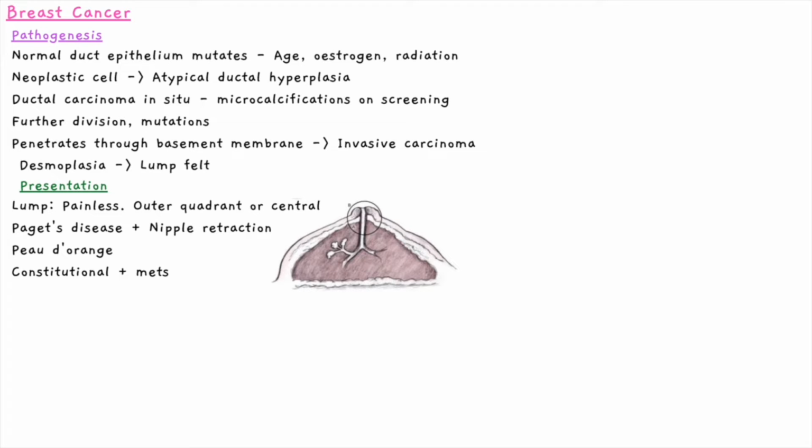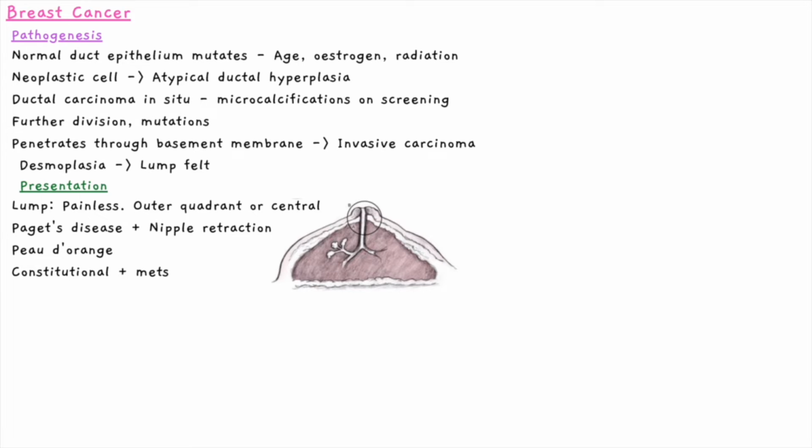If it's painful, you may think of other causes such as mastitis. It is most commonly in the outer quadrant or central areas of the breast, but it doesn't have to be. If the lump and carcinoma divides around the nipple, and the desmoplastic response laying down the connective tissue around the nipple can cause the nipple to be pulled back or retracted, as shown in this schematic. And if that's the case, you get Paget's disease of the nipple.